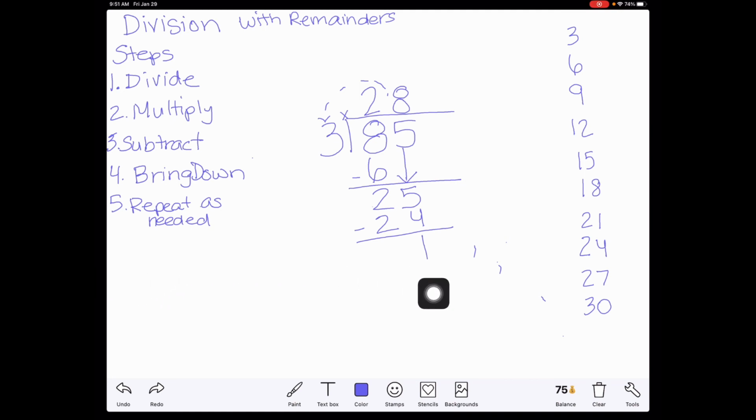Now I have to look at, do I have any other numbers to bring down? No, I don't. And I know I can't get another group of 3 out of 1, so now I see that I have a remainder 1. Remember, boys and girls, if you have a remainder, you need to make sure you're writing it at the top with an R and putting how many left over you have. So I can see that 85 divided by 3 is equal to or the same as 28 remainder 1. I hope this was helpful.